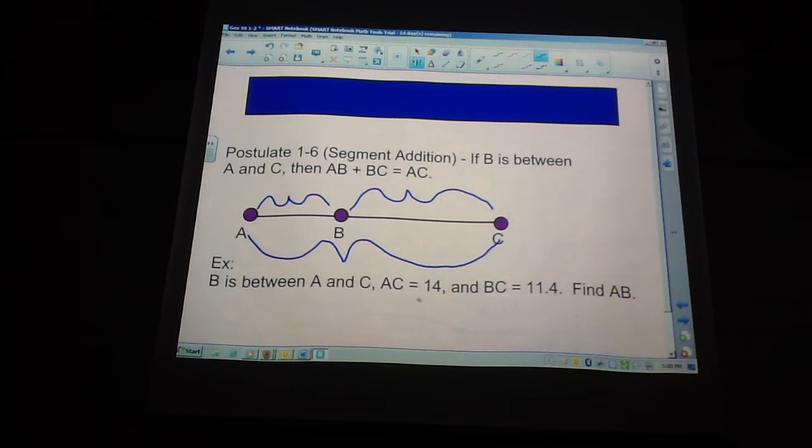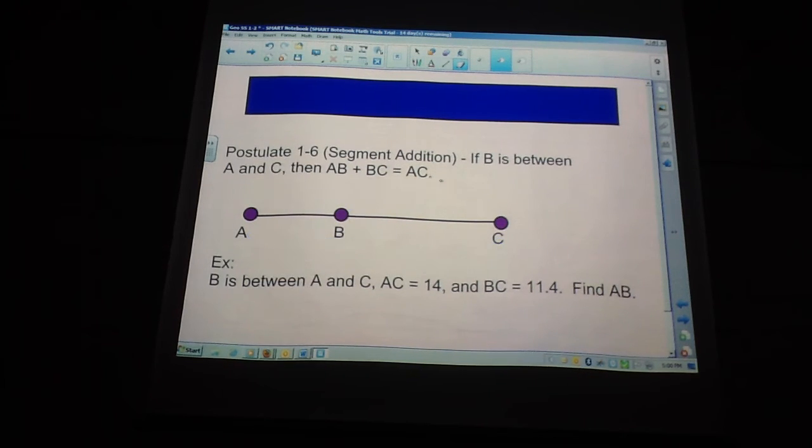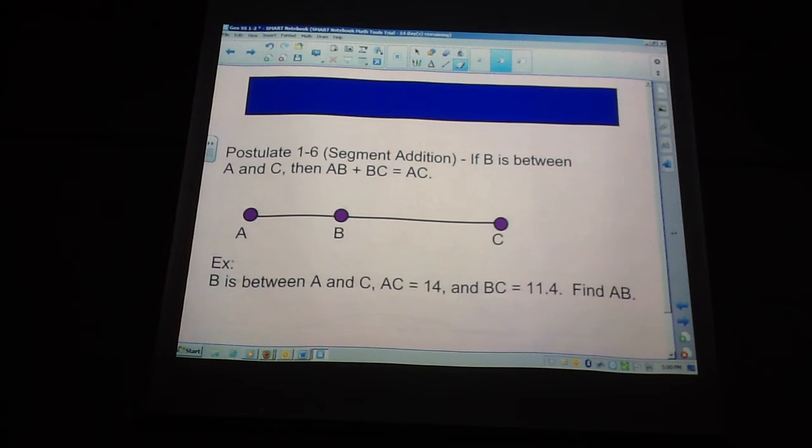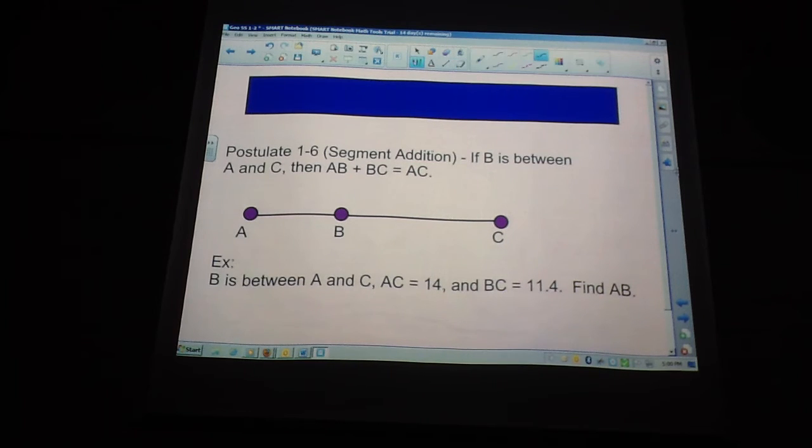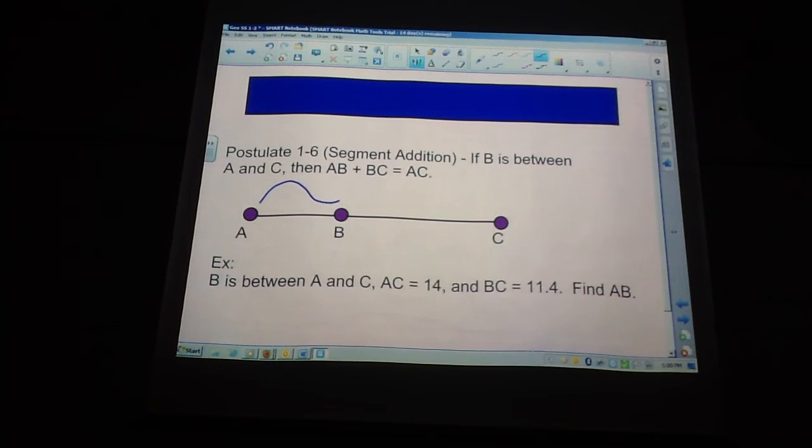And right down here we have an example. Now when you work these problems, I highly suggest that if you don't have a diagram go along with them, go ahead and draw the diagram to go along with it. Notice that this one's set up the same way as the postulate itself. So B is between A and C, and it says the length of AC is 14. So I'm just going to draw a bracket across the entire AC and mark that as 14.